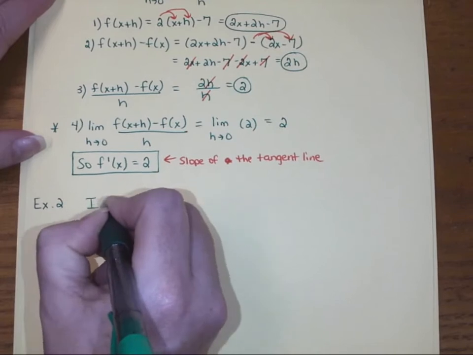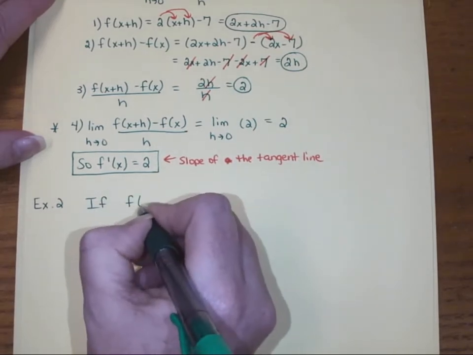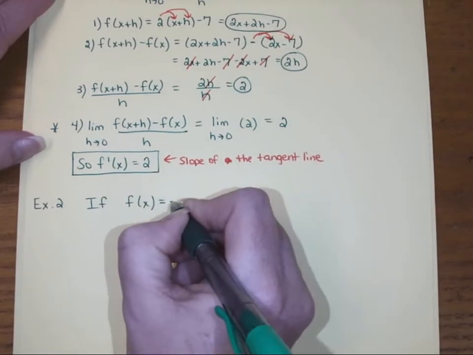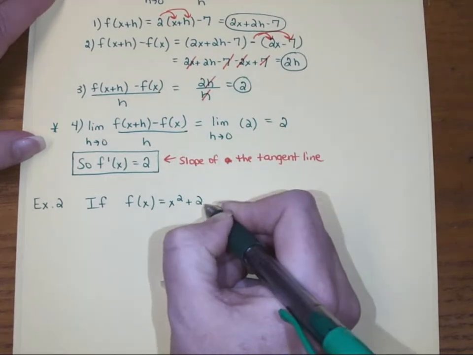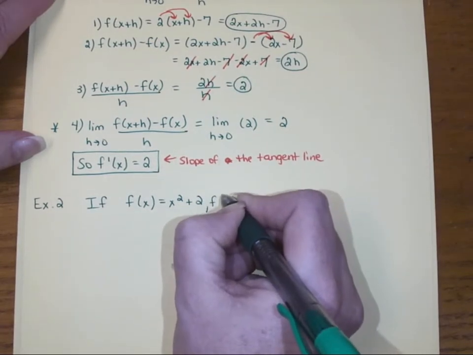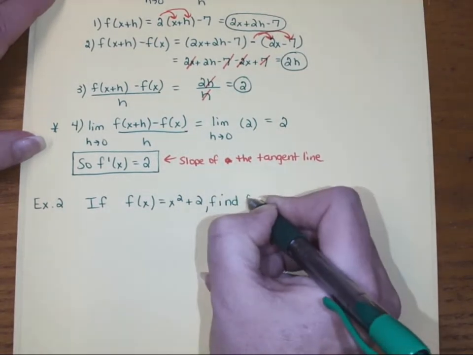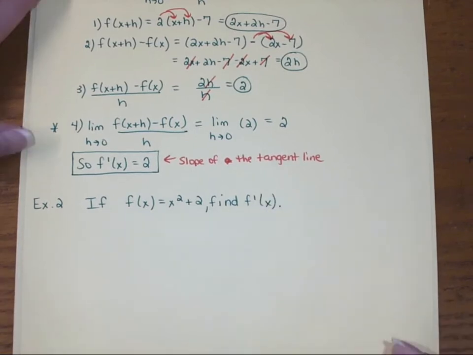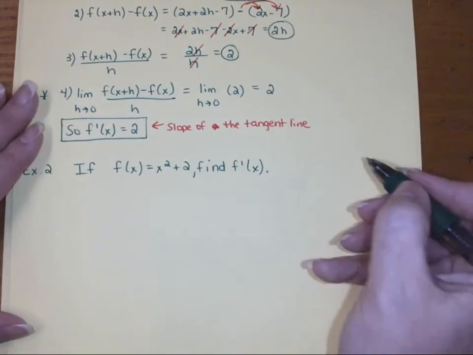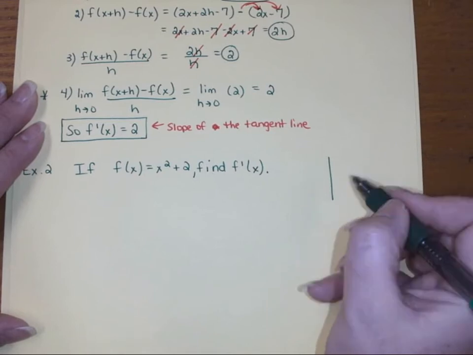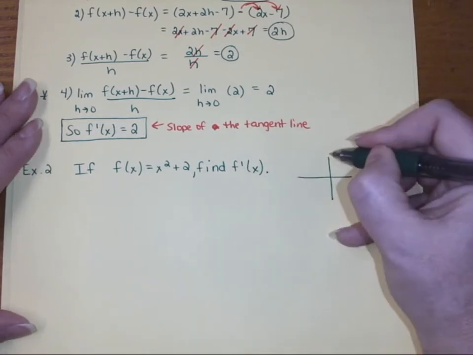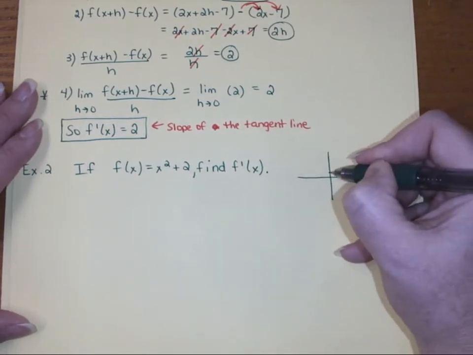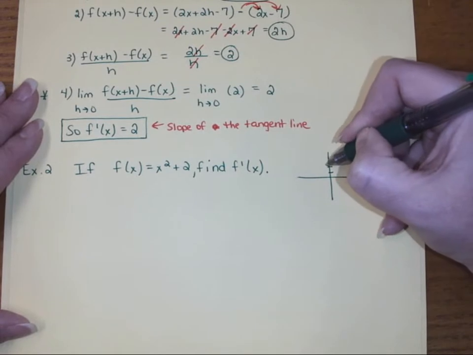But this question is much more interesting when we have something that is not linear, like maybe something like x squared plus 2. And again, I want you to find the derivative. So the first thing is I just want us to sketch, or maybe you can look. Here's the graph of x squared plus 2. It's a parabola shifted up 2 units.